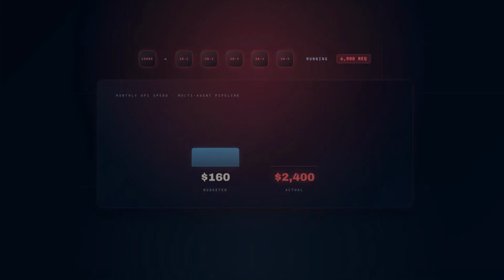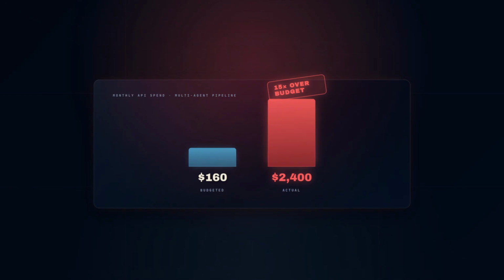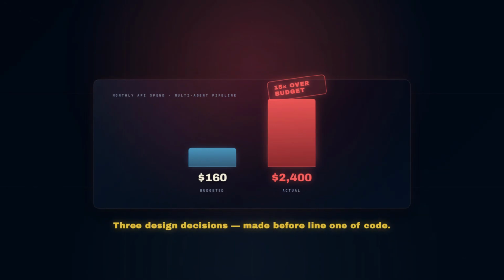Imagine your multi-agent pipeline ran 6,000 requests last month. The bill arrives: $2,400. You budgeted $160. 3 design decisions made before line 1 of code determine whether that number is $20 or $2,400. This is what they are.